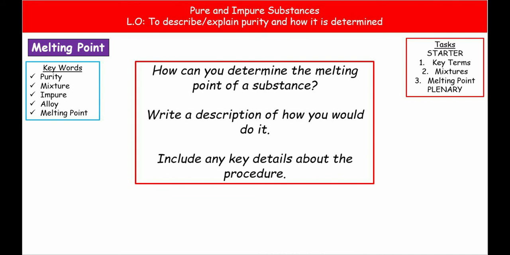So 3 things I want you to have a go at doing now then. First one, how can you determine the melting point of a substance? Second, write a description of how to do that. And finally, make sure you include key details about the procedure. So have a think and then write your answers in your book for those 3 points for me. I'm going to give you about 3 minutes to have a really good go at this.